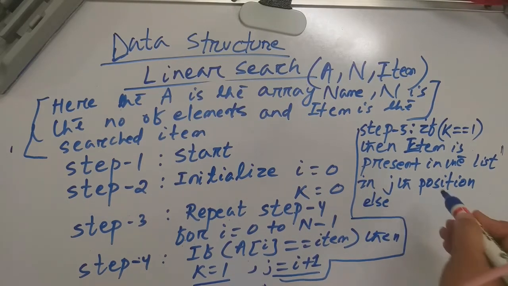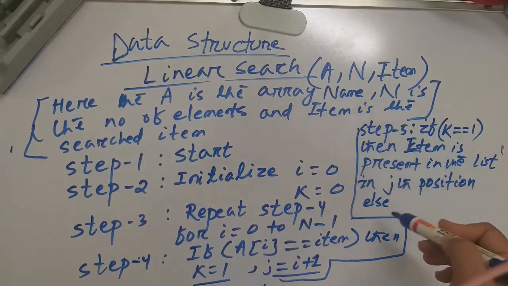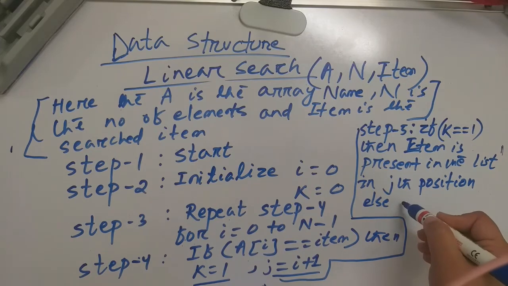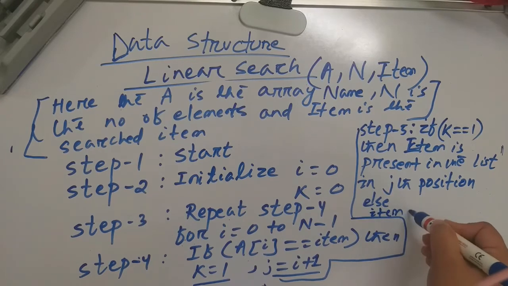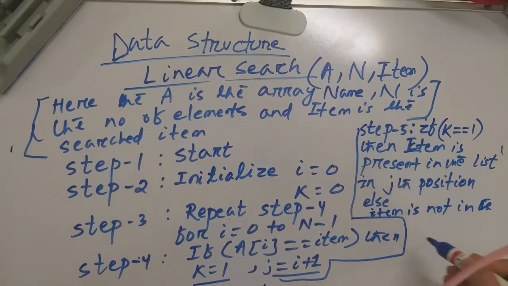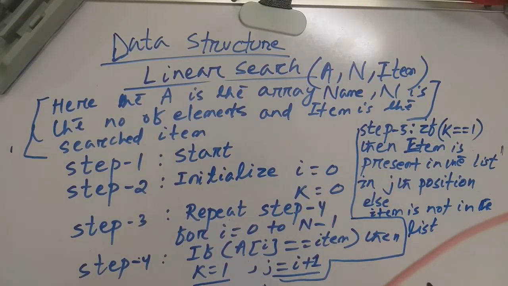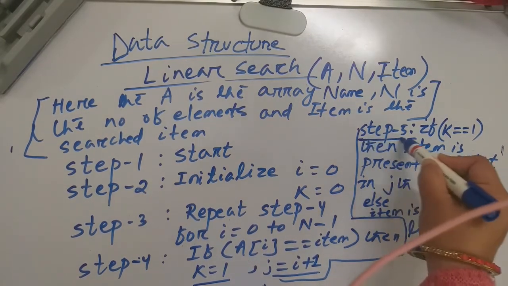Else, if something else happened, we write down here: search is unsuccessful, or item is not in the list. Next is the last step, step 6, which is stop. So we write down here stop. So this is one step, step 5.